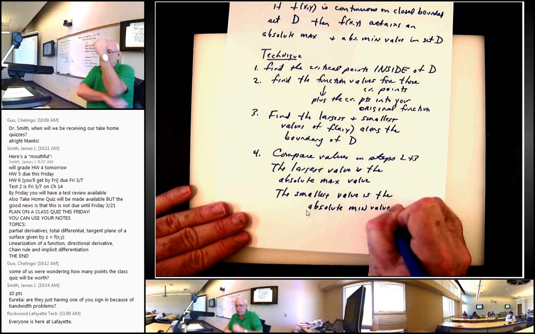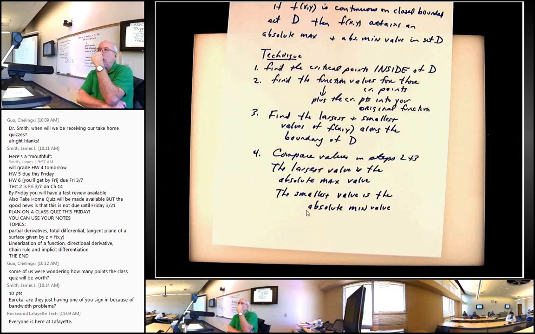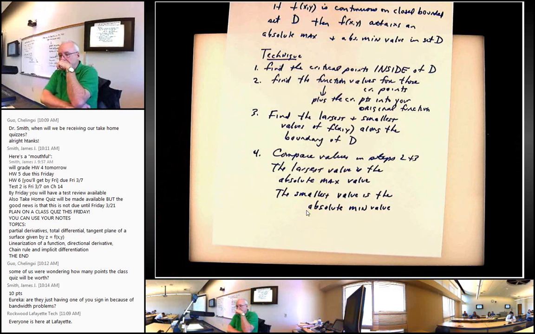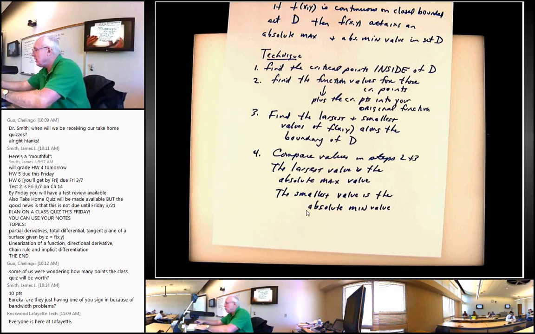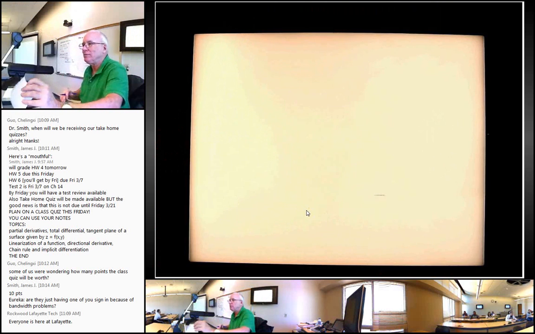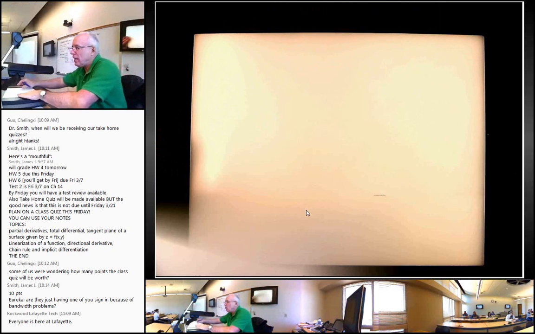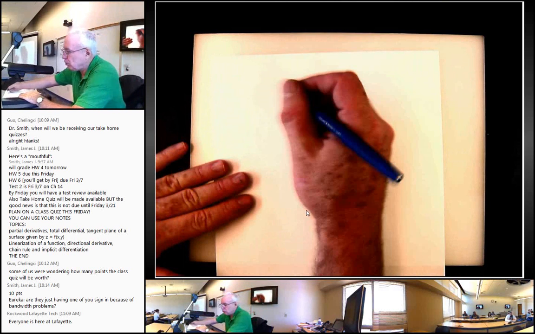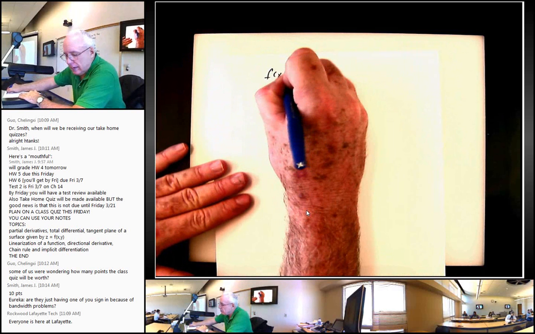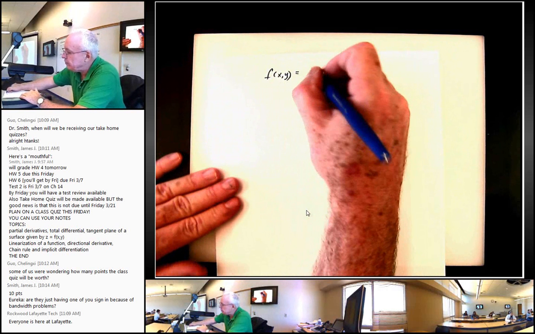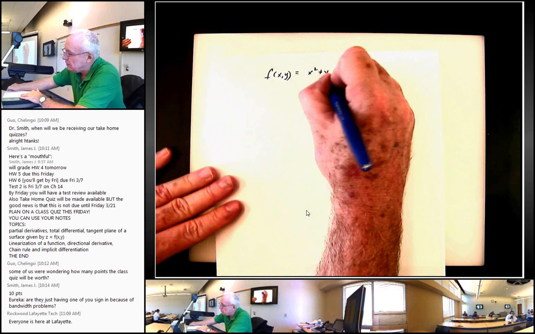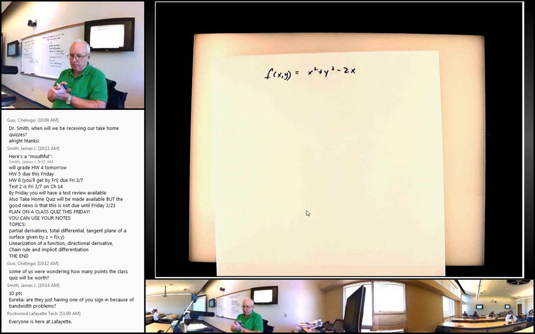All right. I'm just going to introduce the thing that we'll be talking about on Friday. There is no way we can complete the problem in 10 minutes. Maybe I could, but what's the point? Let me just introduce it. What we're going to talk about on Friday after you guys do the quiz is this function, x squared plus y squared minus 2x.